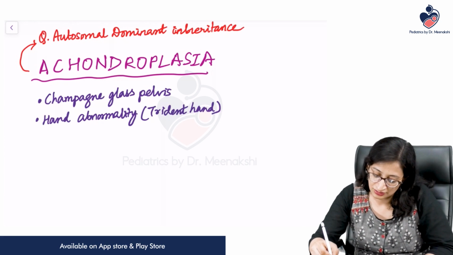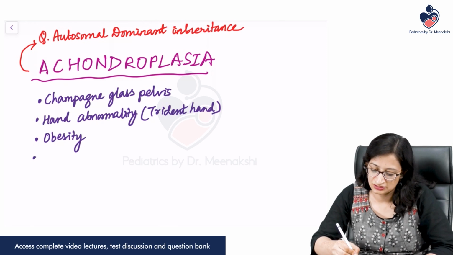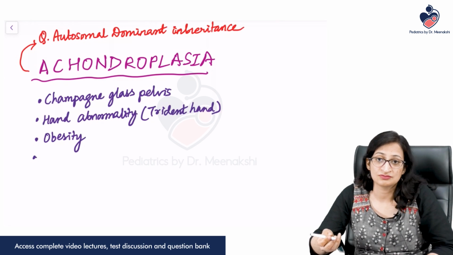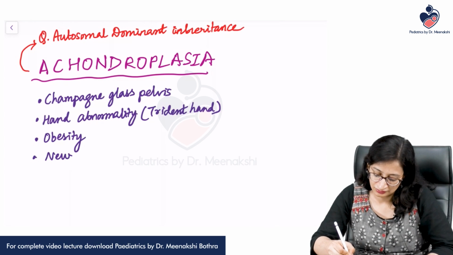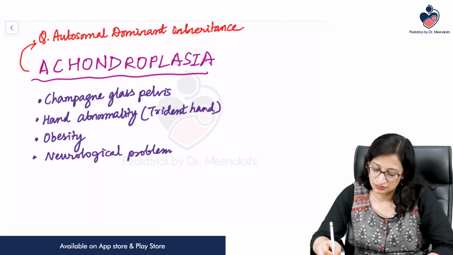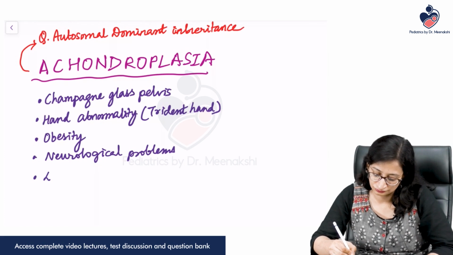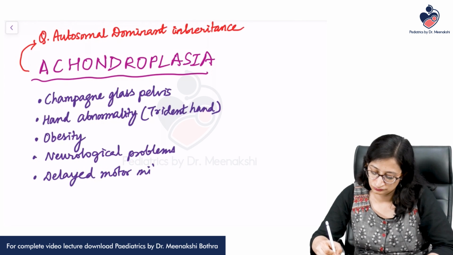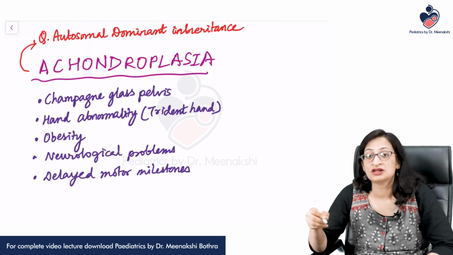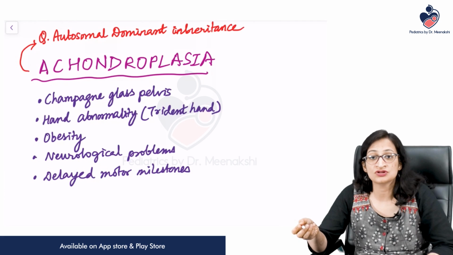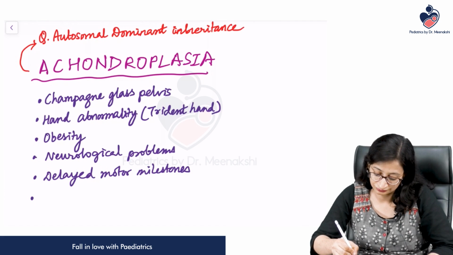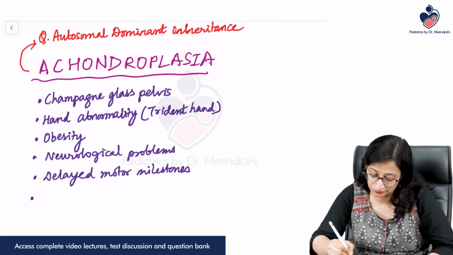Then you get obesity. These individuals are obese. There can be some neurological problems in them. Delayed motor milestones is common in them. It is such a severe disorder that it is usually recognized at birth, even.